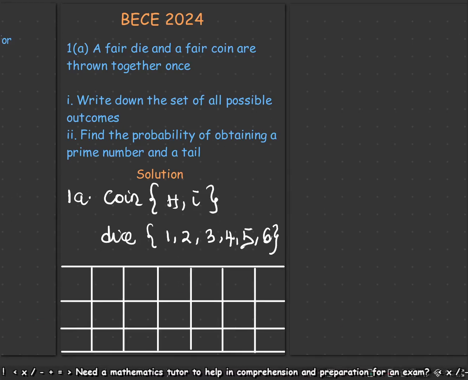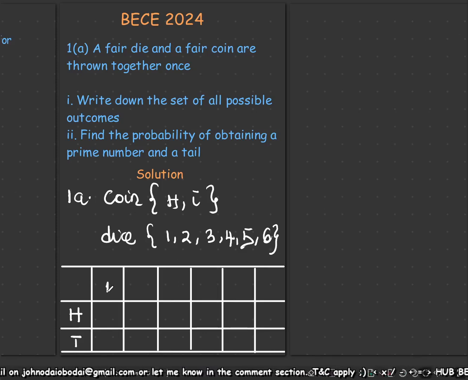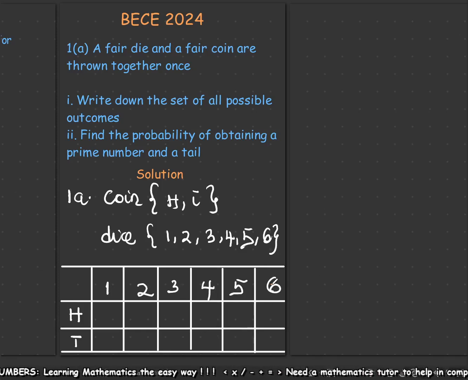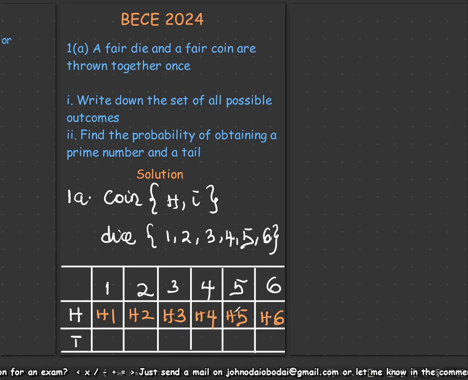So we would need a table like this over here that has two rows. In the row, I'm going to put the head here because we are combining, and then I'll put the tail over here. Then in the columns, we have the outcomes of the die, so 1, 2, 3 to 6. Now we combine the two outcomes, so that this gives us head and 1, H1, head and 2, H2, head and 3, H3. You do that as you have seen over here.